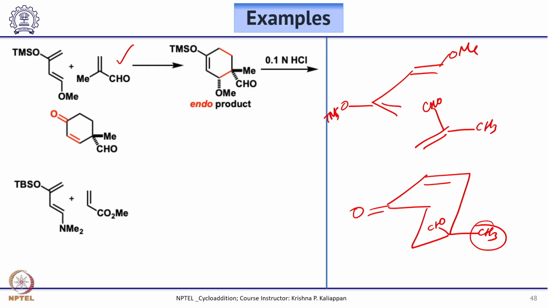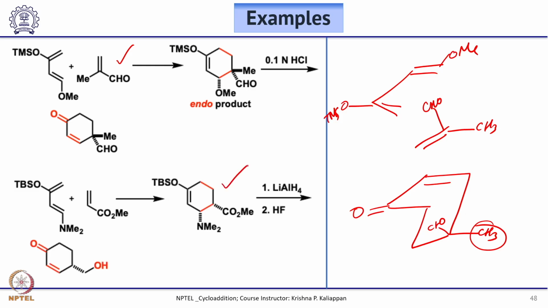So now if you repeat the same with Rawal's diene and methyl acrylate, you will get this compound, and if you hydrolyze, or one can also reduce the ester. If you hydrolyze, you will get the alpha beta unsaturated ketone, but if you reduce with LAH, the ester group will be reduced to get the primary alcohol, followed by HF treatment. HF treatment will remove the TBS, so that will lead to enol, and then followed by formation of cyclohexenone.